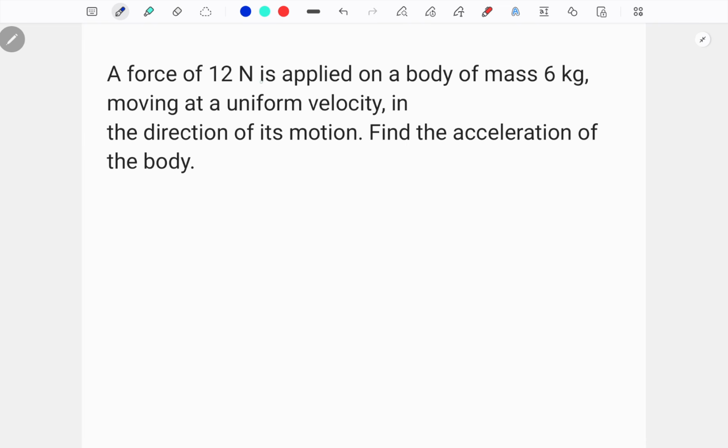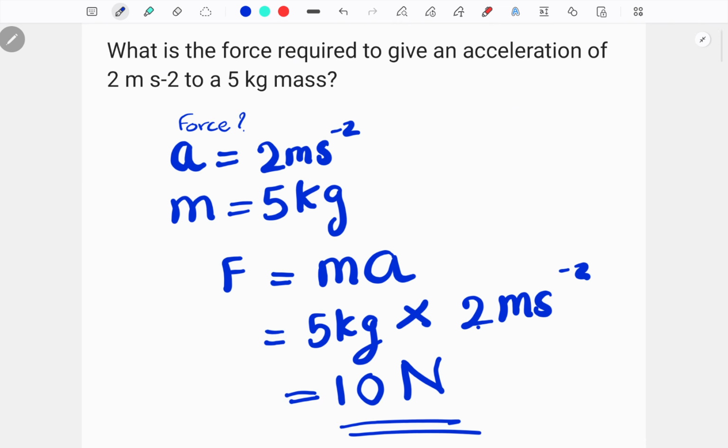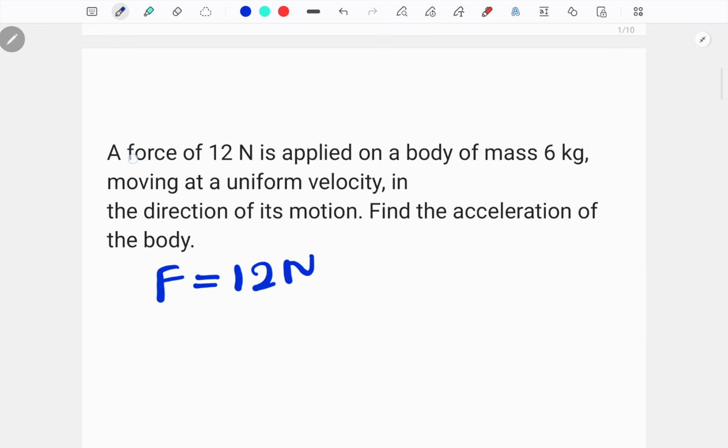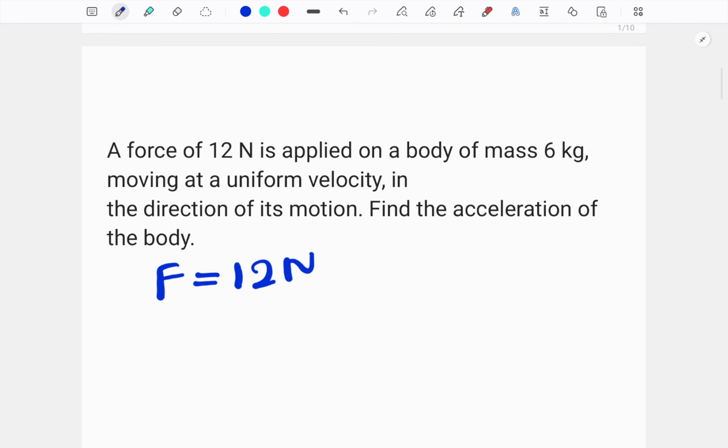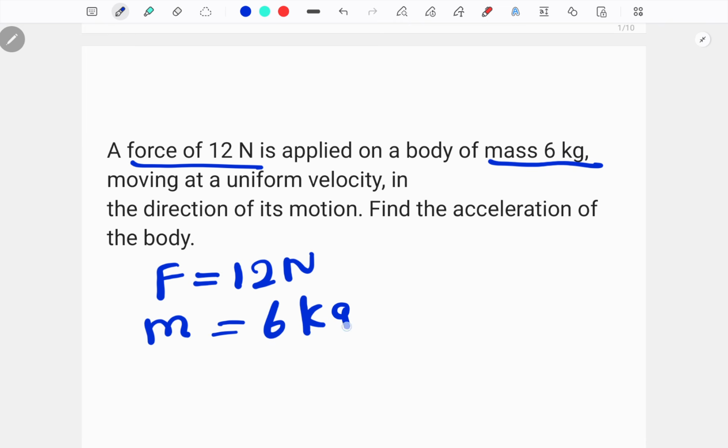They are giving a force of 12 Newton applied on a body. Now the force, F, is given as 12 Newton. When you are doing the sum, if you mark what is given like this, I think it will be very easy to find answers even for very hard questions. You don't miss any information, right? And this is the important part. Mass is 6 kg, moving at uniform velocity in the direction of its motion. Find the acceleration of the body.